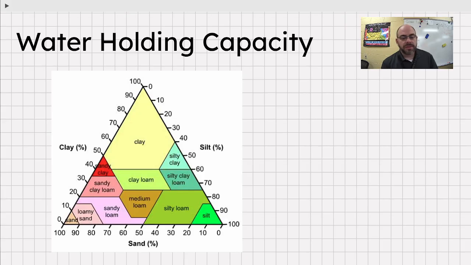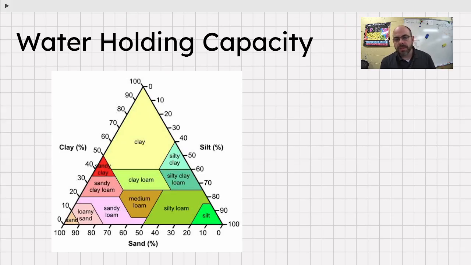I love this picture. I just like fun graphs or models that sort of show a lot of different things and can be read in lots of different ways. And this is a pretty commonly used graph. So we're going to be looking at this idea of water holding capacity. I think we all understand this concept.